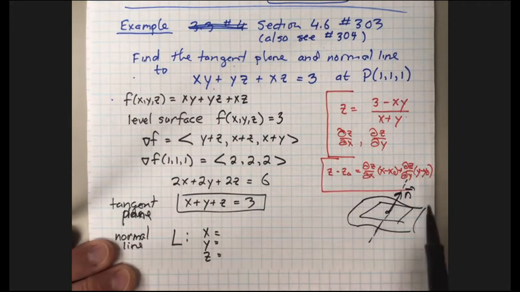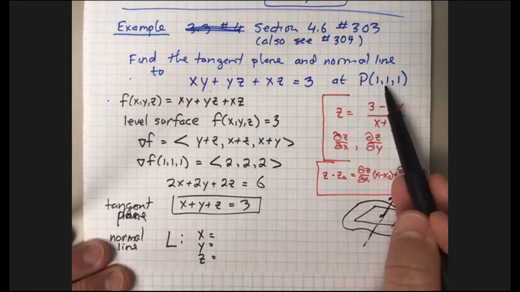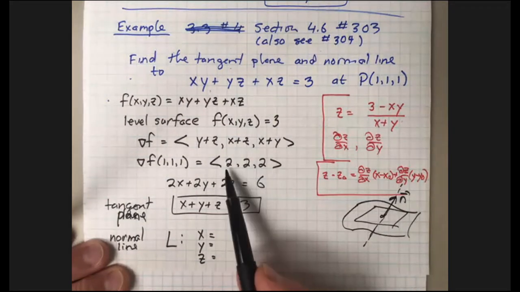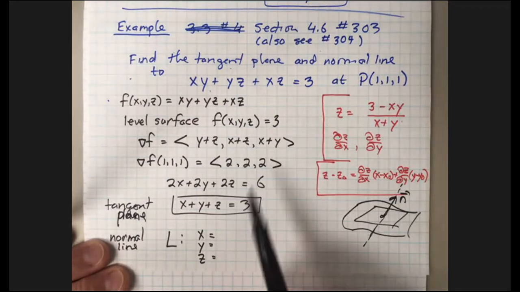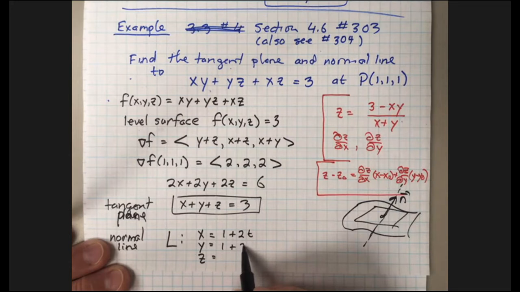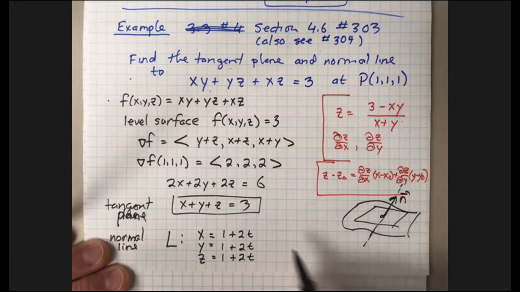But I already have both of those in hand. Base point is 1, 1, 1. The direction is 2, 2, 2. Notice I could take the direction to be 1, 1, 1 if you like, but I'll write it as I wrote it. I think writing 2, 2, 2 is a little bit obscuring the direction, but that's okay. This works.